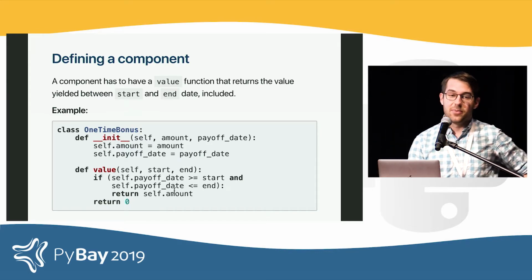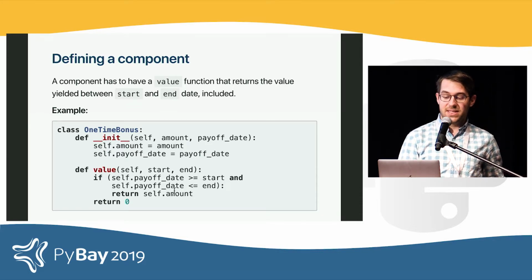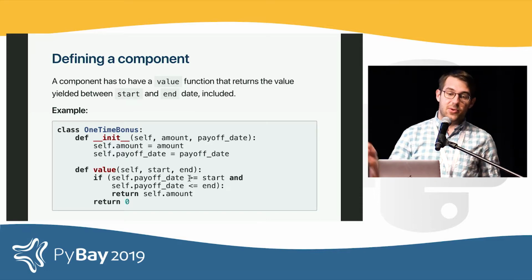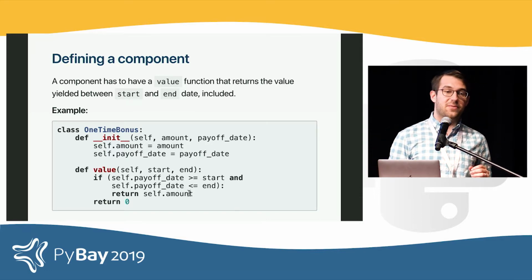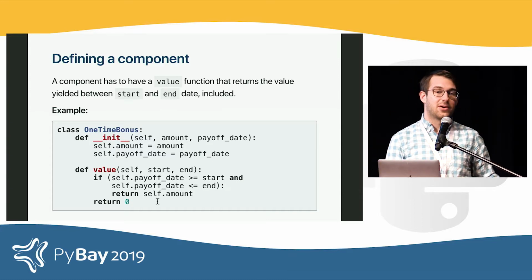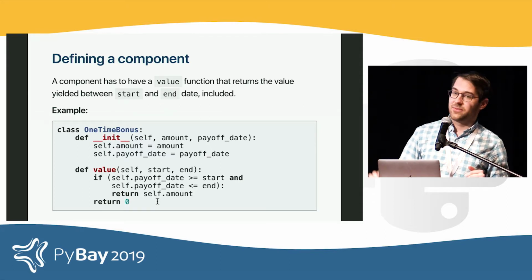So here's an example of a one-time bonus. If the payoff date is between the start and the end date, then it's the bonus amount, otherwise it's 0. And all of those components will be called with non-overlapping intervals, and that's how the program constructs how much you make for every month.